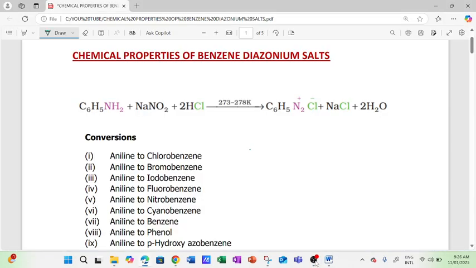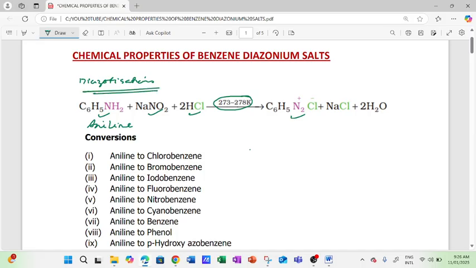Hi friends, today we are going to discuss the chemical properties of benzene diazonium salts. Here I have taken benzene diazonium chloride, which is C6H5N2+Cl-, and that is prepared from C6H5NH2, which is aniline. We can convert aniline to benzene diazonium salt by a process called the diazotization reaction, and for that we use the reagents NaNO2 and HCl. Aniline on reaction with NaNO2 and HCl at a low temperature like 0 degrees Celsius changes into the diazonium salt. This process is called diazotization.